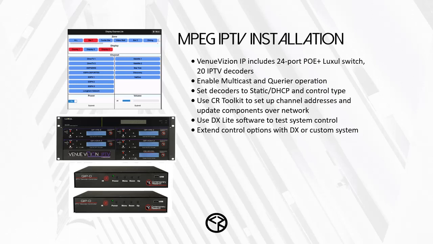Then we set the decoders to static addresses and set the control type, what type of make and model of TV that you want to have. If when you take the system and you decide you want to use a router and go DHCP, the controllers work perfectly fine in that system, because when we're using our protocol, we are talking to a device number.